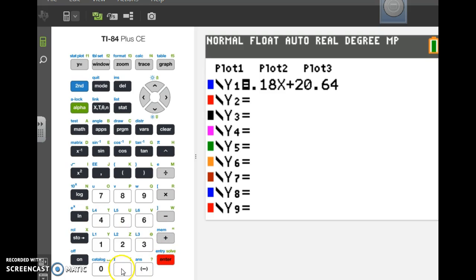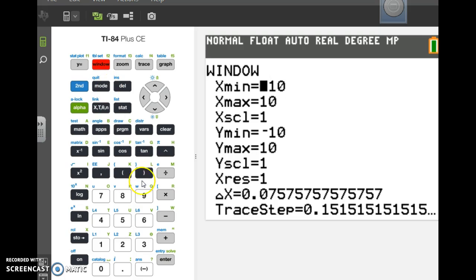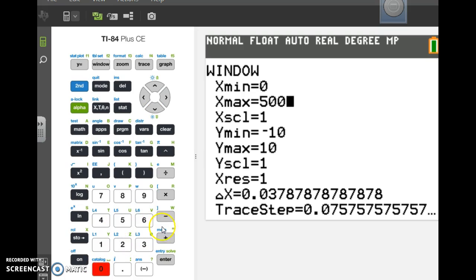And then 0.26W for the other one is 0.26X. There's my two equations. All right, now it said to use the W's, or the X's, from 0 to 500. So I'm going to go to my window and adjust it. My X min is going to be 0. My Y min is going to be 500. All right, so that gets my room there.